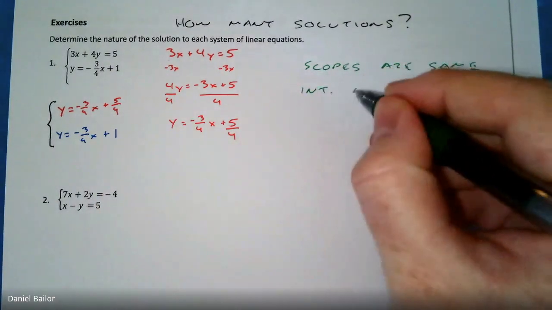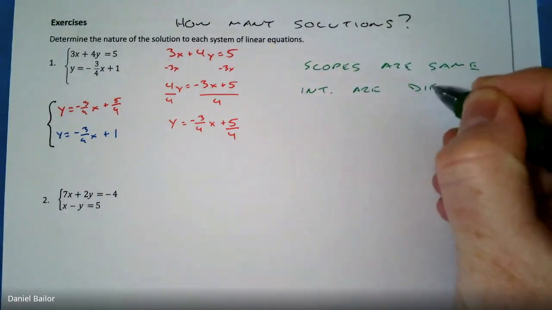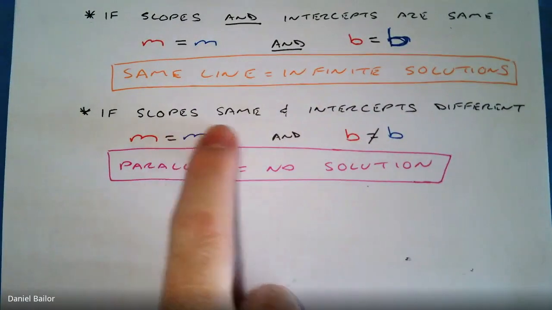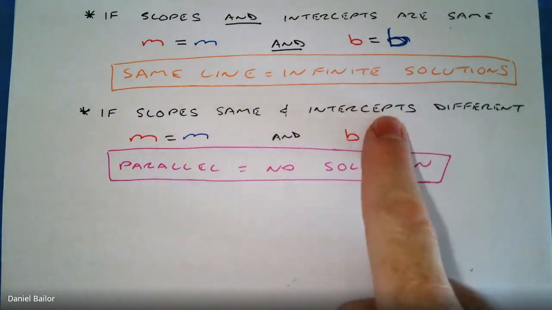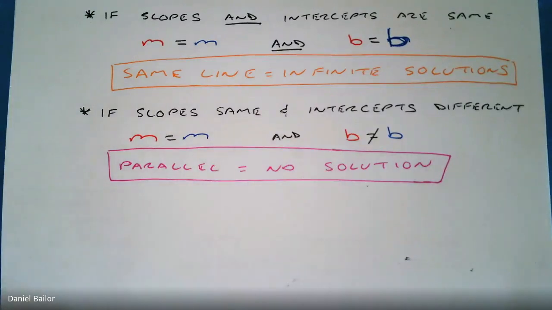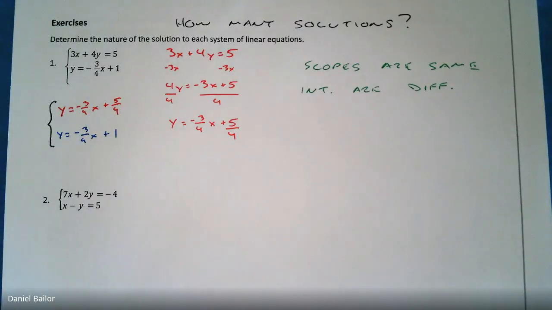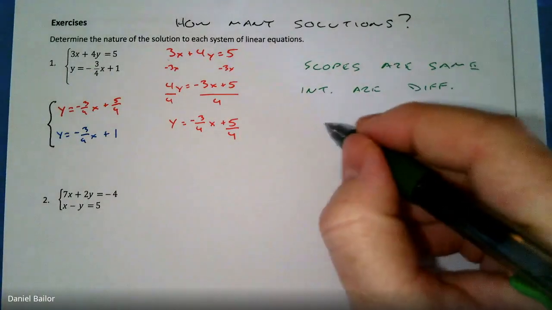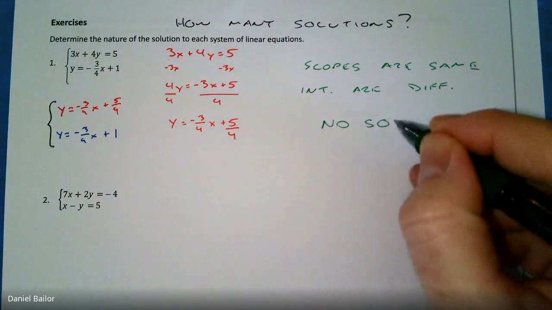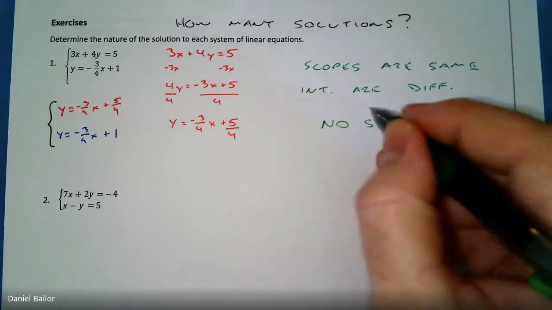So intercepts are different. Which one on our chart matches that? Same slopes, different intercepts. So here we go. Same slopes, different intercepts means parallel, means no solution. So that's what we can just write. Slopes are the same, intercepts are different. That means we have parallel lines with no solution.